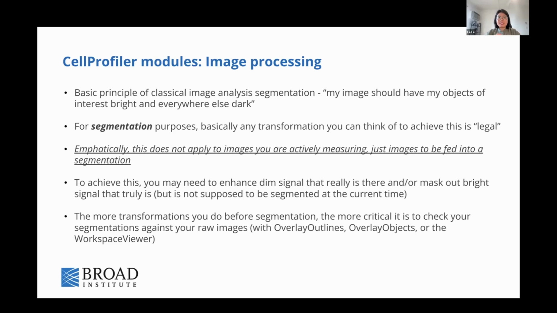We do measurement on the raw images instead of the transformed images. And the more transformations we make, the more we have to do a critical sanity check that we didn't change the images too much and lose sight of what the raw image should be. There are simple methods to check that, like drawing the outline over the raw images to see if your segmented objects are truly the objects you want to get.